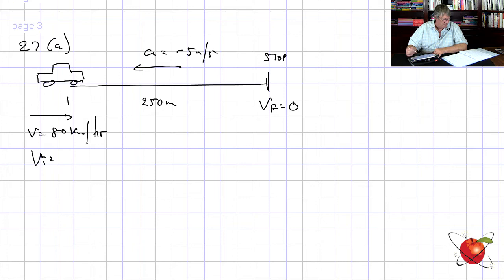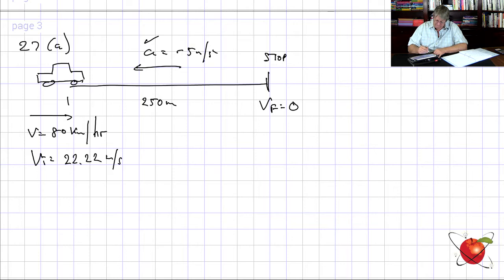Let us work out how many meters it takes to stop. Using what we've got, let's work out V initial first. 80 km/h is equal to 22.22 meters per second. As a matter of interest, that's quite a long way in 1 second. Go and have a look how far a car travels in 1 second if it's doing 80.